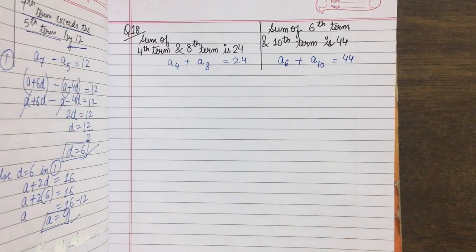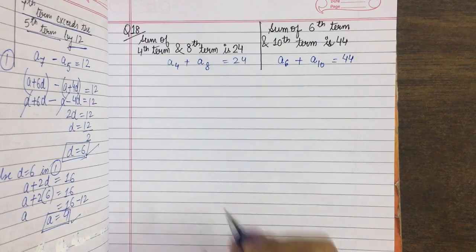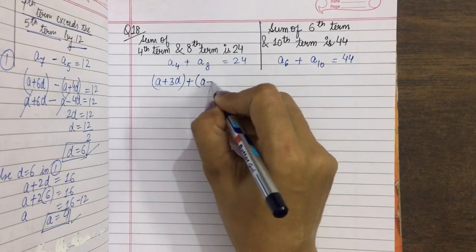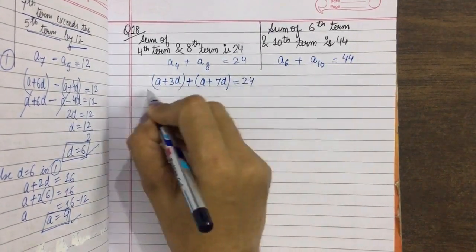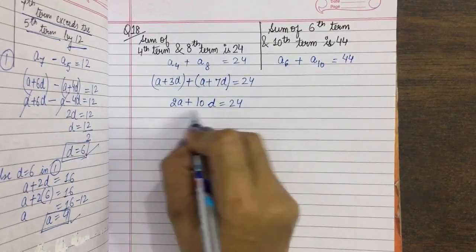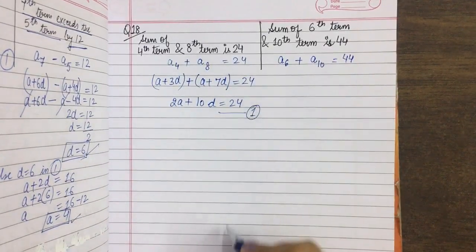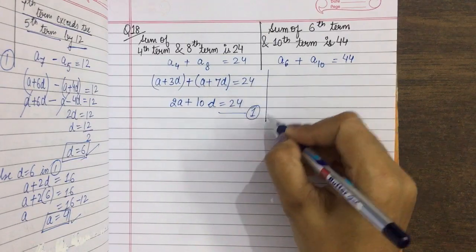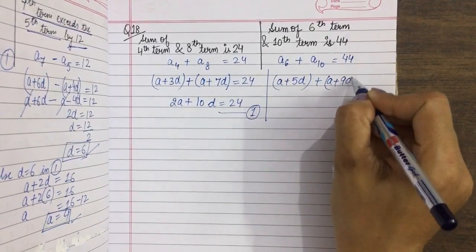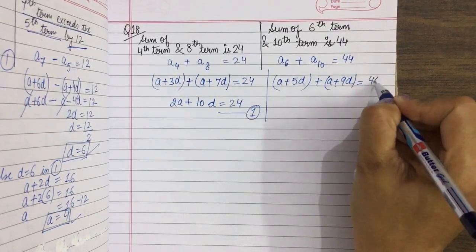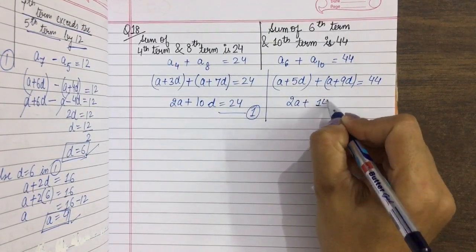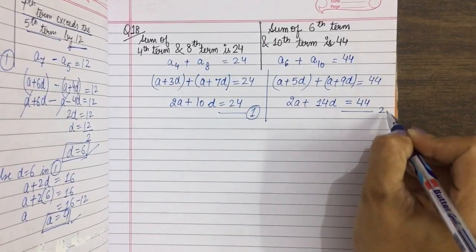Let's put the values of A4, A8 and A6 and A10. This will be A plus 3D, the 4th term. The 8th term will be A plus 7D. Simplifying, you will get 2A plus 10D equals 24. If you want, you can take 2 common, or you can just leave it as such. This is equation number 1. On the other side, we have A plus 5D. This is the 6th term. Then the 10th term will be A plus 9D. The sum is 44 on this side. Again, when you simplify, you will get 2A plus 14D equals 44.